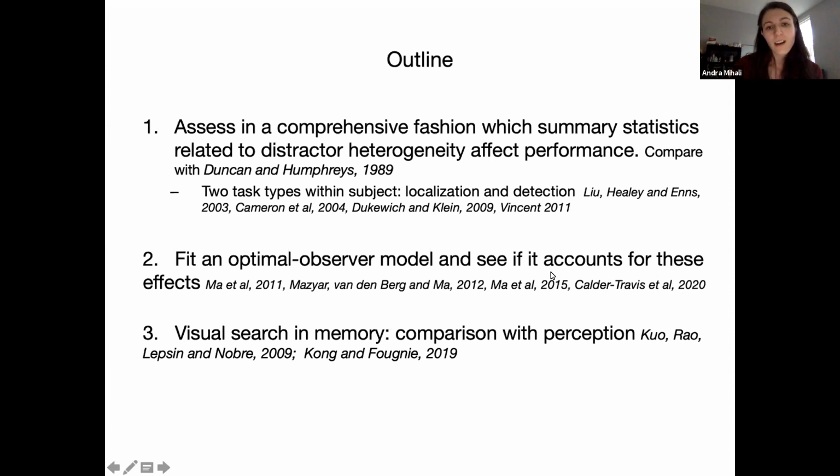and see if it accounts for all these summary statistics presented in part one. Models from this family have been shown to capture behavior pretty well in the studies, including Joshua's. And the third goal: we want to look at visual search in memory and compare it with perception. There has been some previous work, and it tends to support the fact that searching for an object in the external world is a relatively similar process to searching for a memorized representation within our brain of the external world. And we'll see what we find.